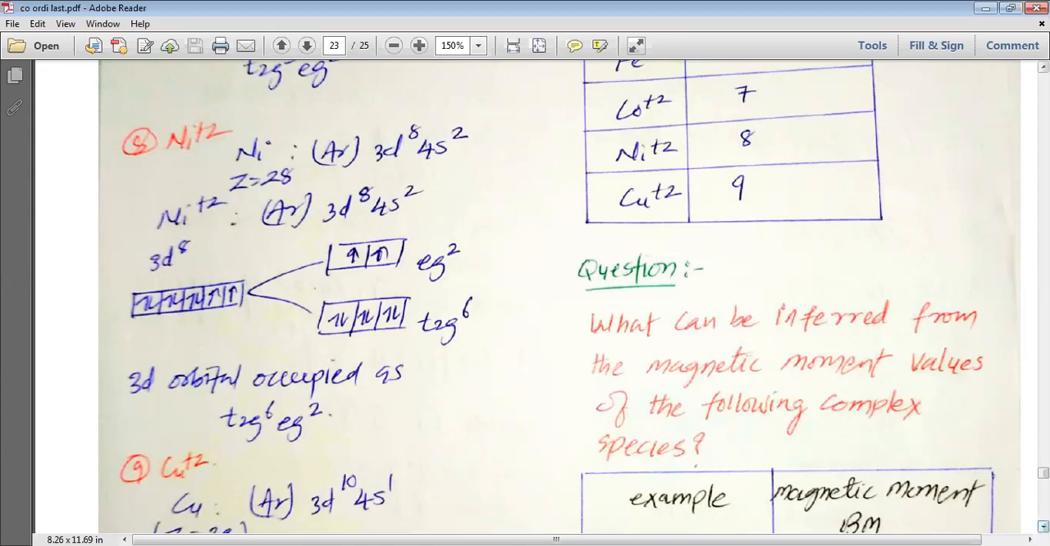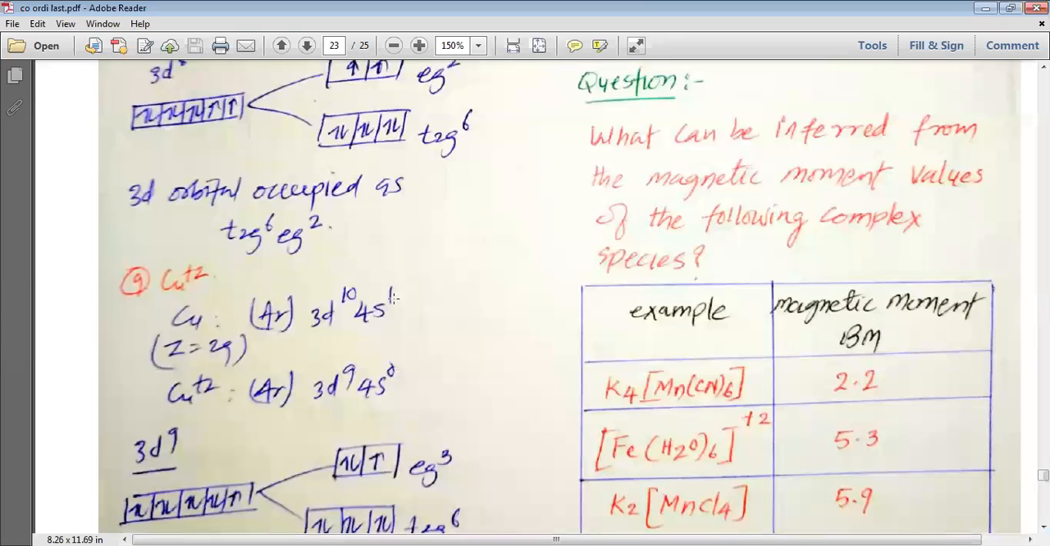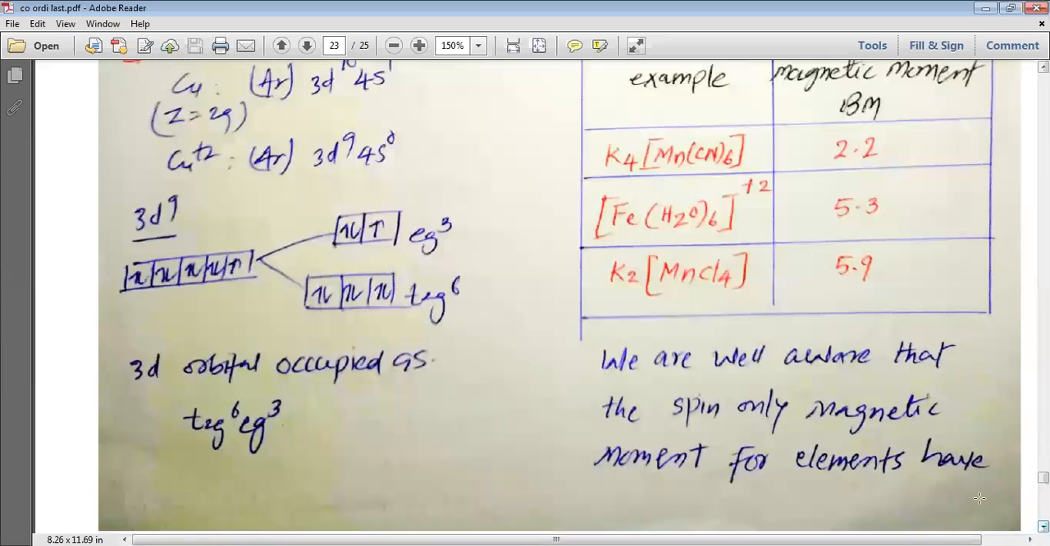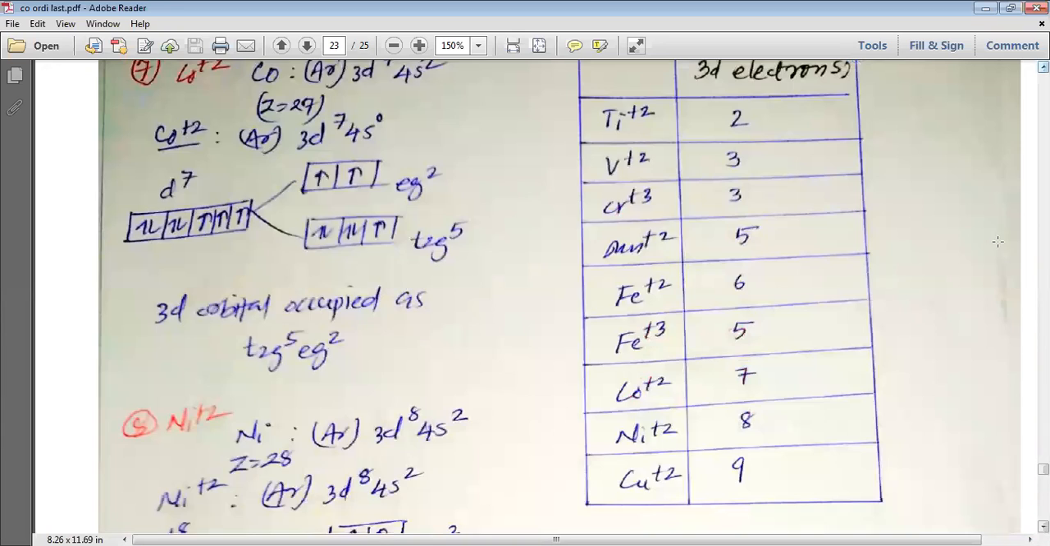Then we have Cu plus 2. Cu Z is equal to 29, argon 3d10 4s1. Cu plus 2 would be argon 3d9 4s0. 3d9 is there in Cu plus 2, and these 9 electrons are distributed as t2g6 and eg3 for Cu plus 2. That is what we can easily understand.